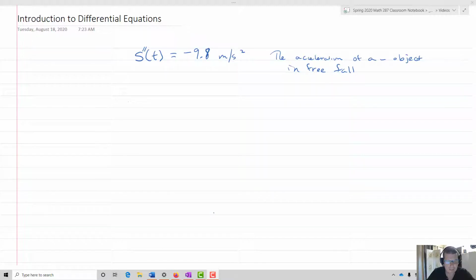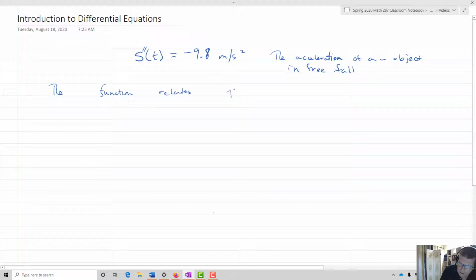Let's start out with s double prime of t equals negative 9.8 meters per second squared. What we know is that that's the acceleration of an object in free fall, moving towards the Earth. What makes this a differential equation is that it relates the derivative, or second derivative in this case, of the function to the function itself.